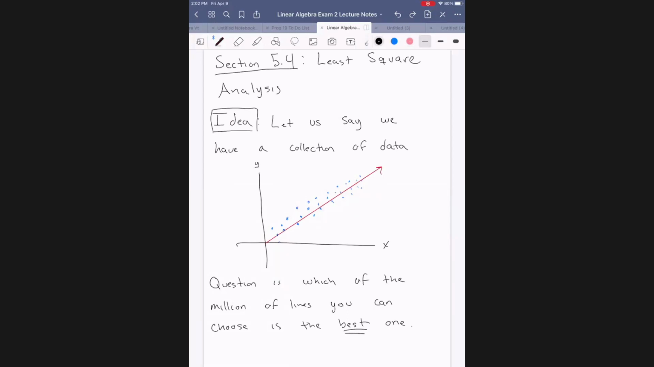However, we can formulate it in a much better way, and that way is this way. So for example, let us say we have the data points 1, 0, 2, 1, and 3, 3, right?